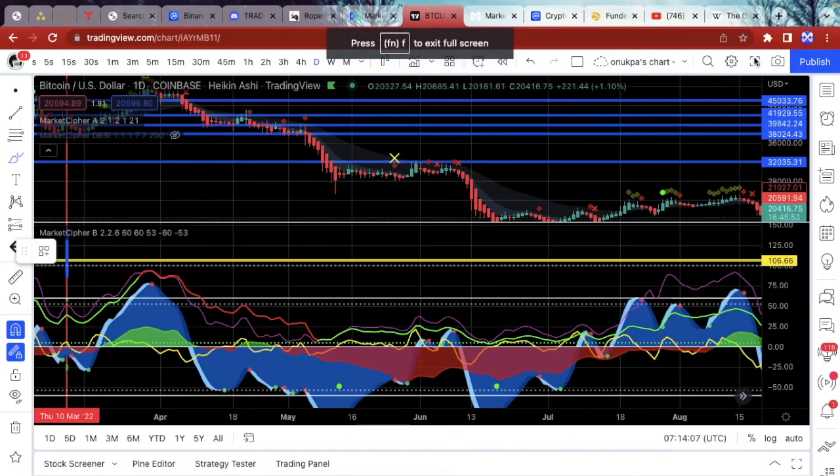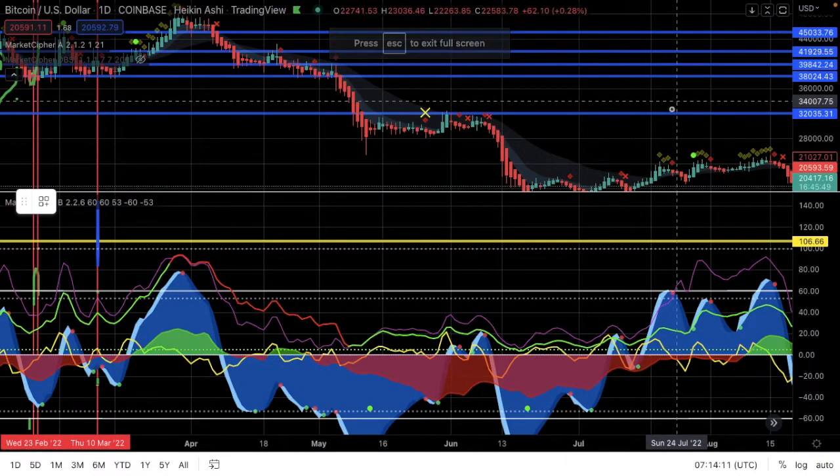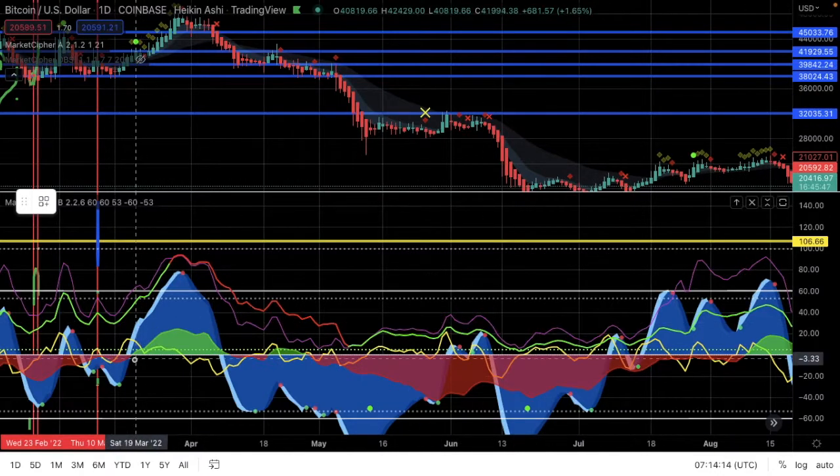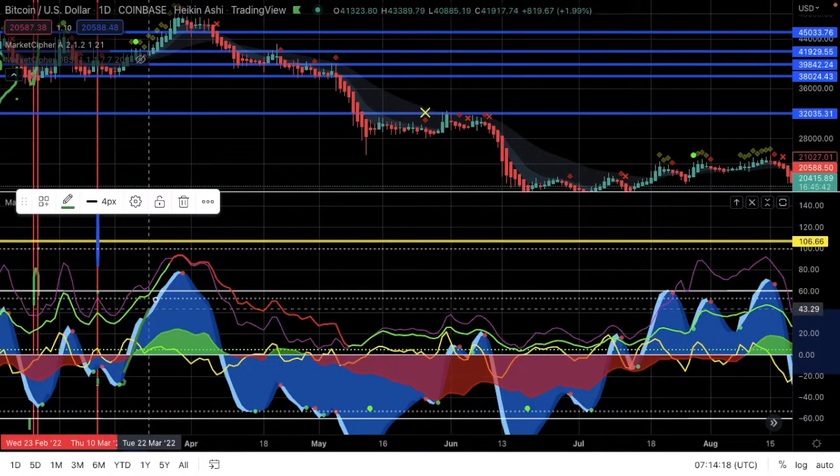You don't know how to trade, right? Sorry, and you're using Market Cipher. Just let's use common sense here. You basically do common sense trading. You realize that momentum started building from the side, headed into the positive territories.